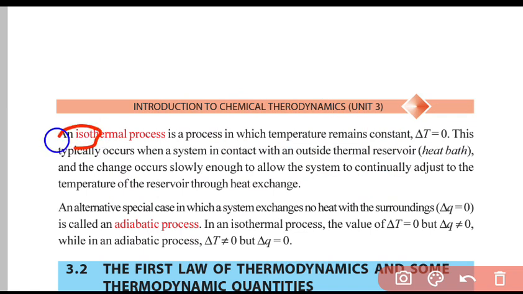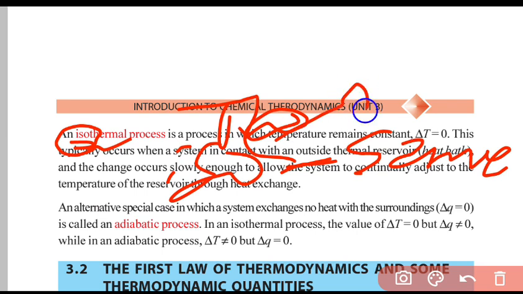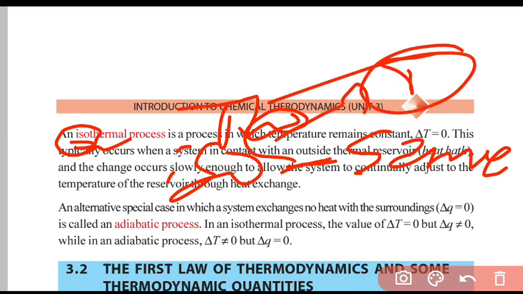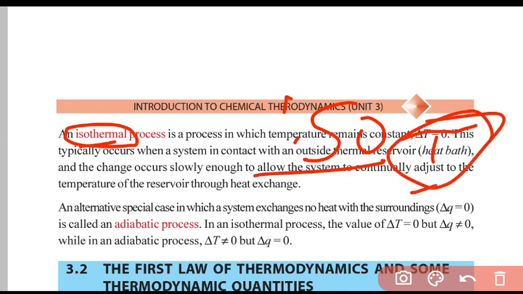Iso means the same. Thermal is heat, which is measured by temperature. So isothermal means the same temperature. Take it easy.